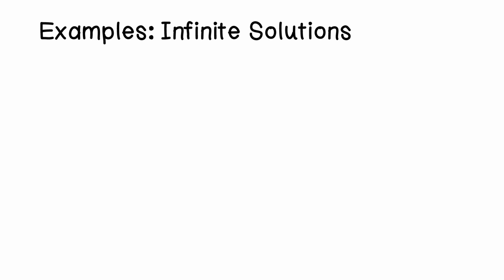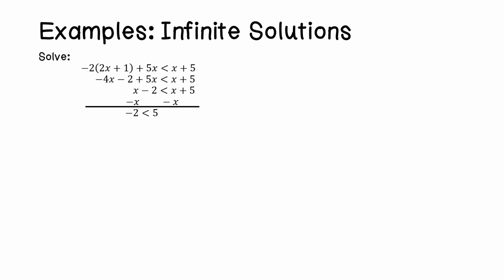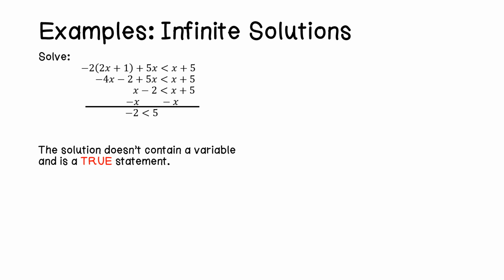All right, and like equations, we can have an example when we have infinite solutions. So if we have negative 2 times the quantity 2x plus 1 plus 5x is less than x plus 5, we distribute the negative 2, and then we combine the negative 4x and the 5x, and we get x minus 2 is less than x plus 5. We have x's on both sides, so we're going to subtract x from both sides. And we end up with negative 2 is less than 5, which is true.